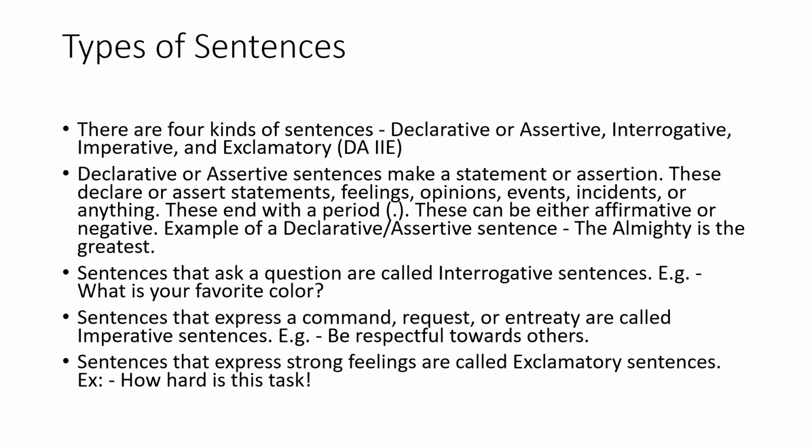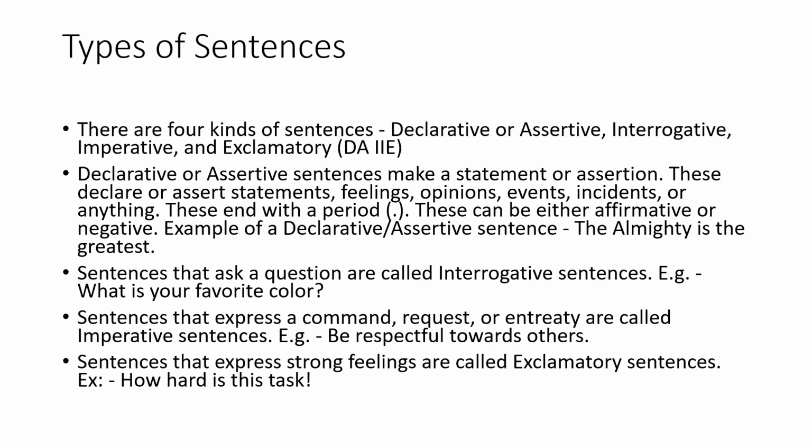So declarative or assertive sentences, as you know, clearly make a statement or assertion. So these declare or assert statements, feelings, opinions, events, incidents, or anything. Now, these end with a period. These can be either affirmative, that is positive, or negative.